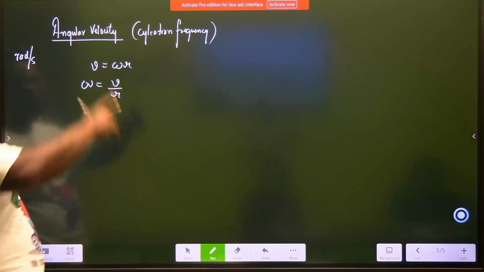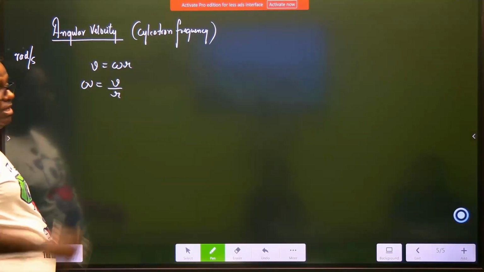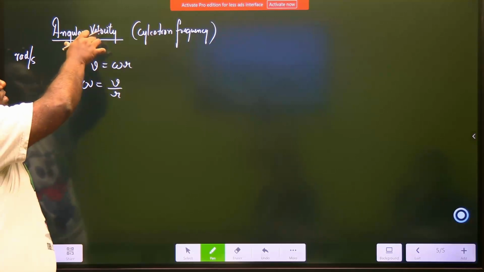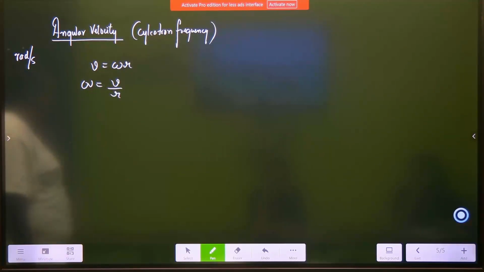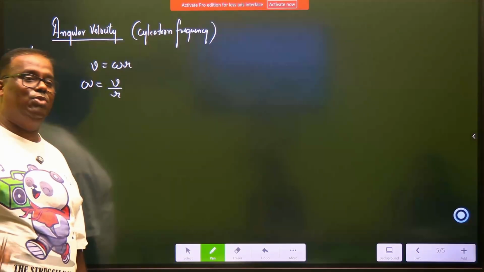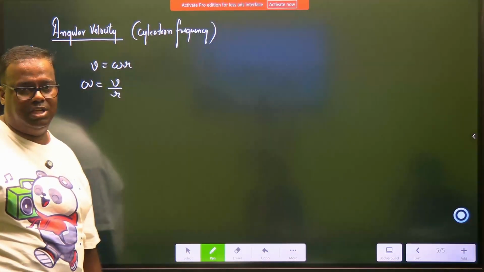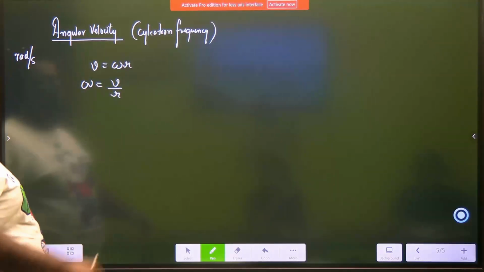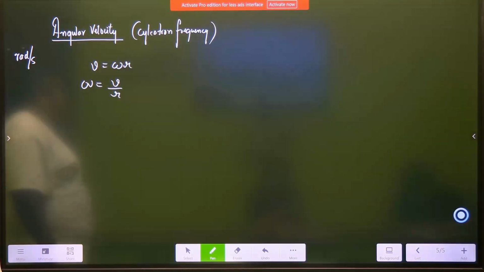They're not exactly the same. Angular frequency is the number of cycles per unit time, but sometimes angular velocity is also called angular frequency. Not exactly the same, but unit-wise they are the same. Angular frequency is a scalar quantity. Angular velocity is a vector quantity. Both share the same unit of radians per second. So whatever is the angular velocity, what we will calculate now is the cyclotron frequency.